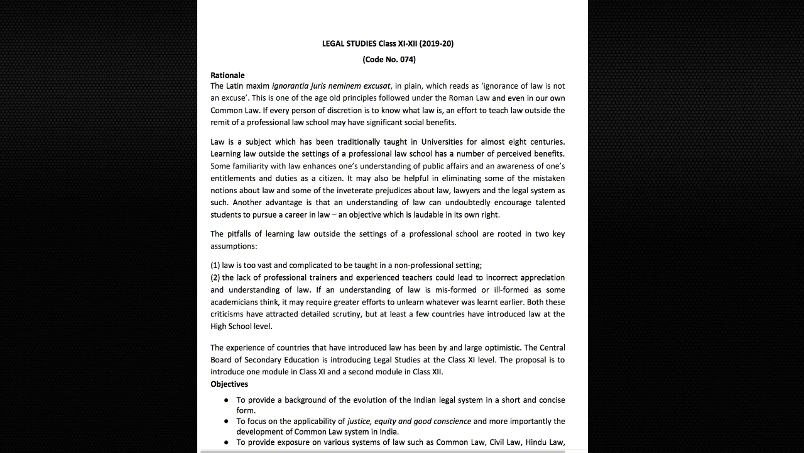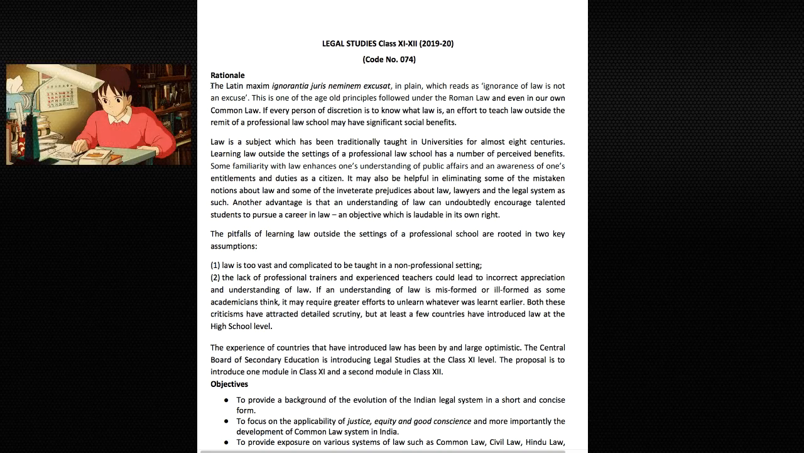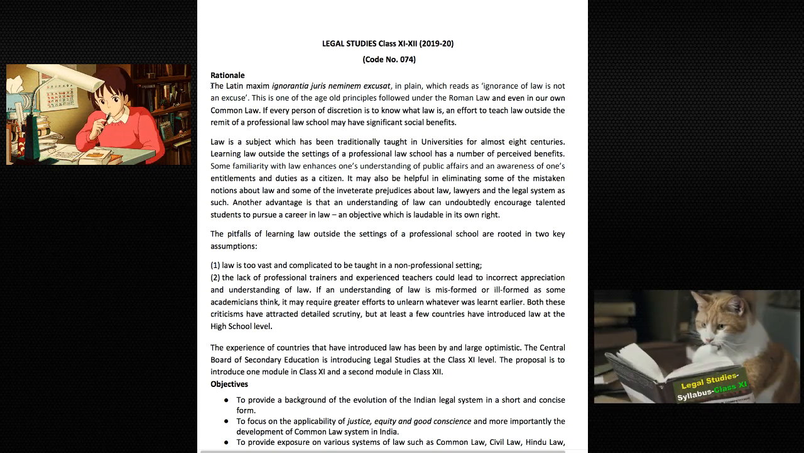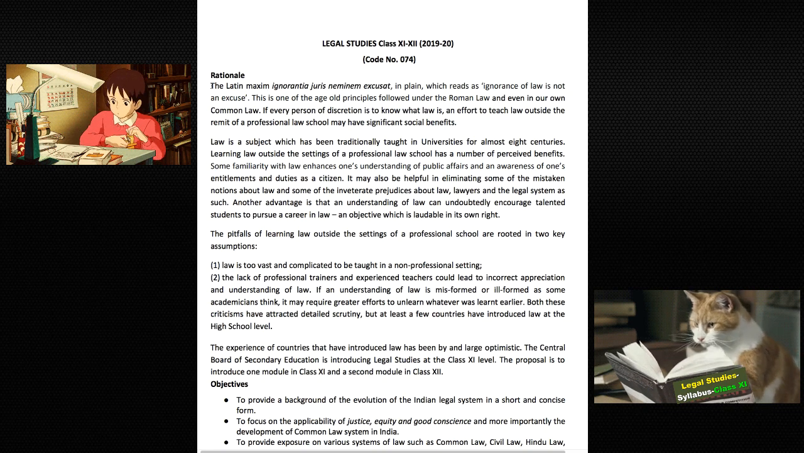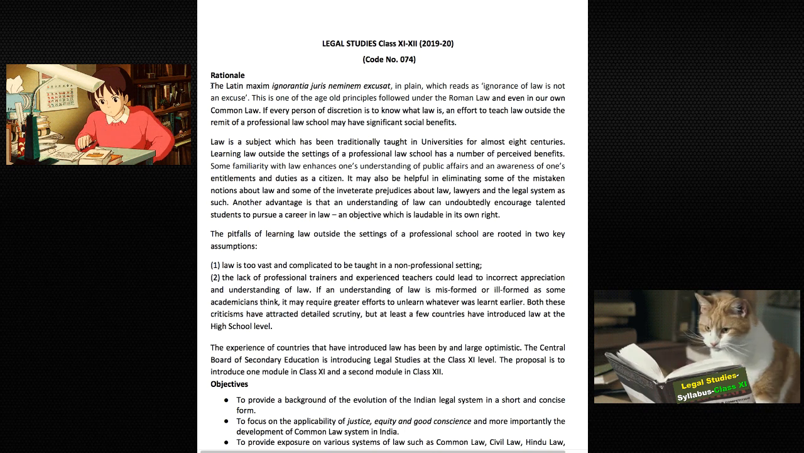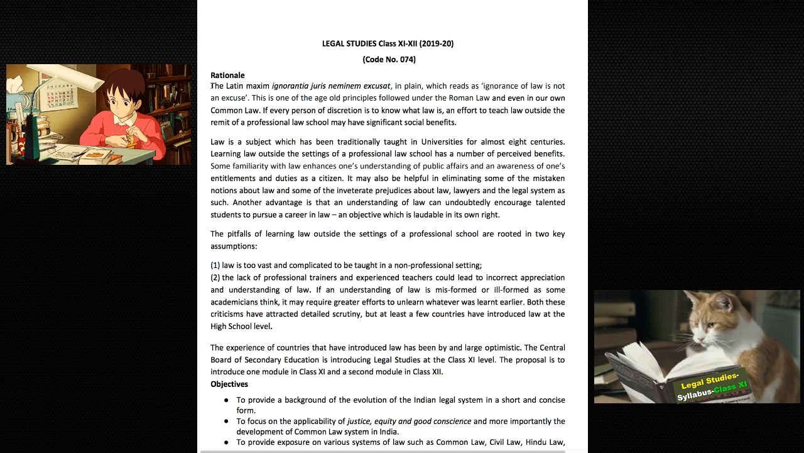As you can see here, rationale. First of all, what is the meaning of rationale? It means reason, logic, based on, that is, the logic behind the subject that we are going to study. At this early stage you are given this subject because this is a new concept, to introduce legal studies in school. Otherwise it used to be in college or university only. So what is the reason behind that? Okay, so let's check it out.